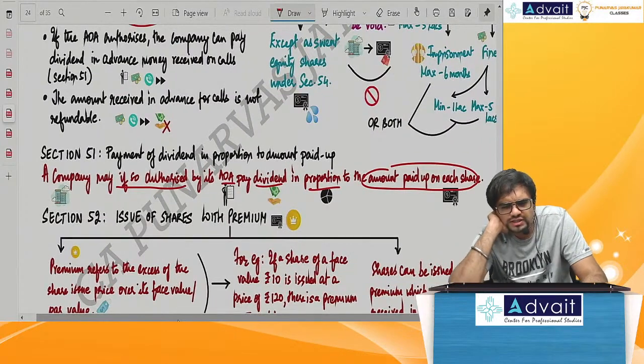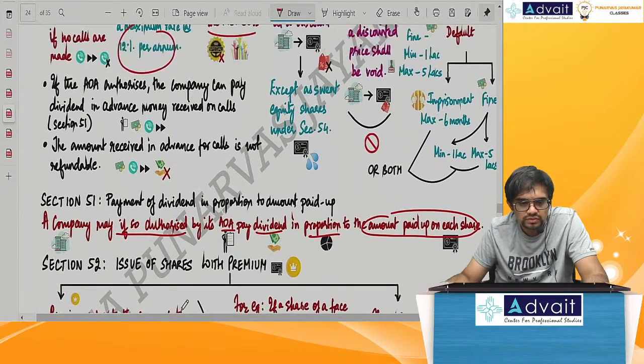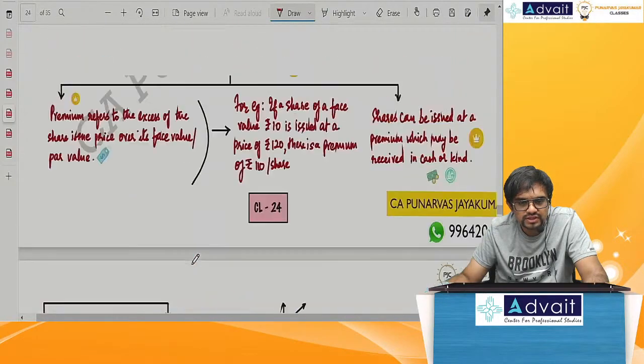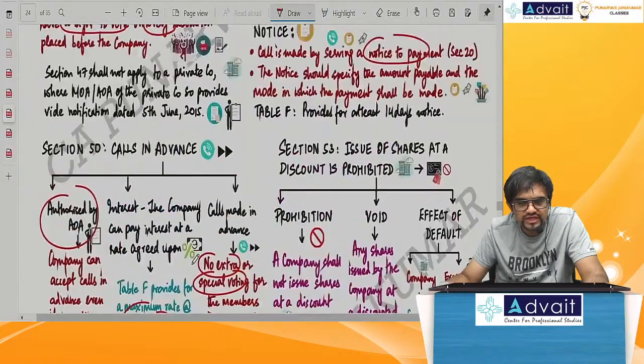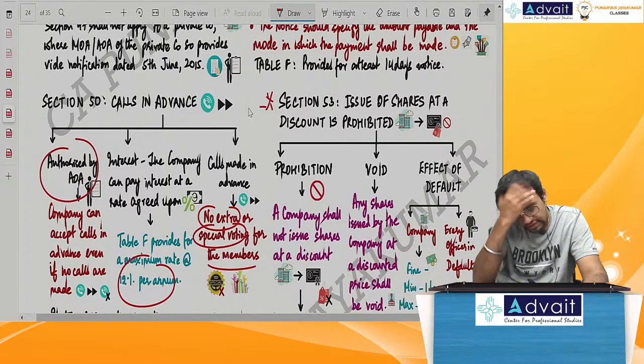Company may, if so authorized by its AOA, pay dividend in proportion to the amount paid upon each share. Can I issue shares at a premium is the question. Before that, can I issue shares at a discount? So important area, section 53, you can never issue shares at a discount. Shares at a discount concept is not right, it is not correct. You cannot issue shares at a discount.